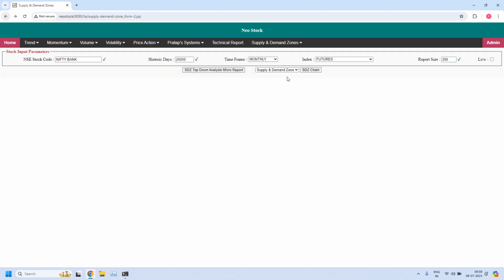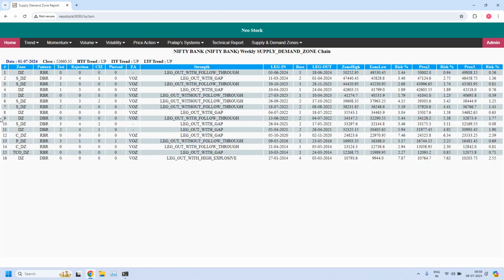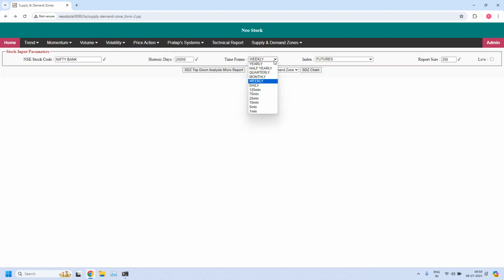Going back, changing the time frame to weekly and generating weekly supply demand zone chain for Bank Nifty. I am going back, changing the time frame to daily, and I am generating daily supply demand zone chain for Bank Nifty.